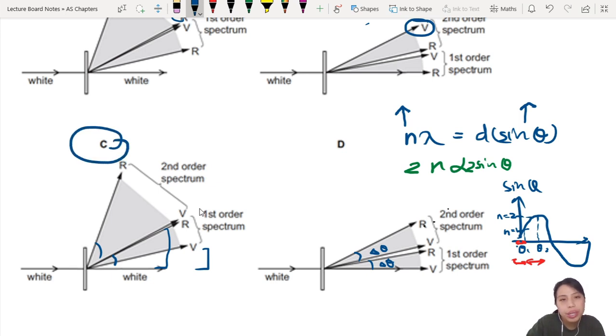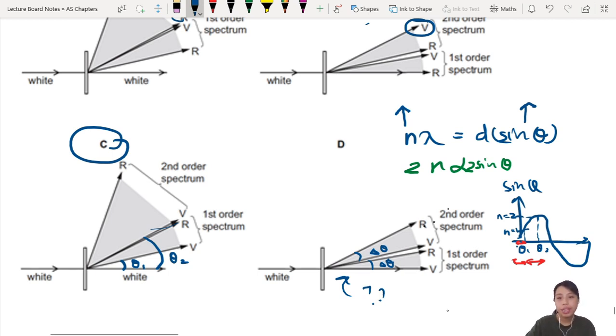If you want to think of it another way, you can say, I don't care about violet or red, I just want to look at violet. Violet is here. This is the first angle for first order. Second order, 2 times bigger. Correct? That's another way to think about it. Red, you can also think of the same way: first, second, the same. So this one is not quite right. Also, if you want to check, they are overlapping here at the first order. That's just a fun fact.